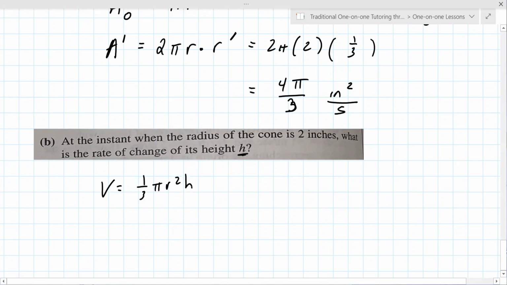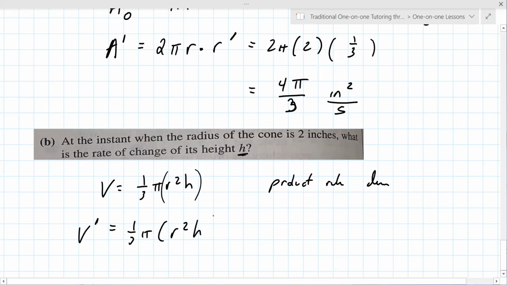Okay. So the thing that's frustrating or hard here is that the only thing you're actually taking a derivative of is this on the right, this r squared times h. This 1/3 pi just comes along with it, but the r squared h is a product rule. So this is a product rule derivative. So it's r squared times h prime, plus h times 2r r prime. Yes, like that. And that's it. It's easy to leave one of those out, but it's really, really critical.